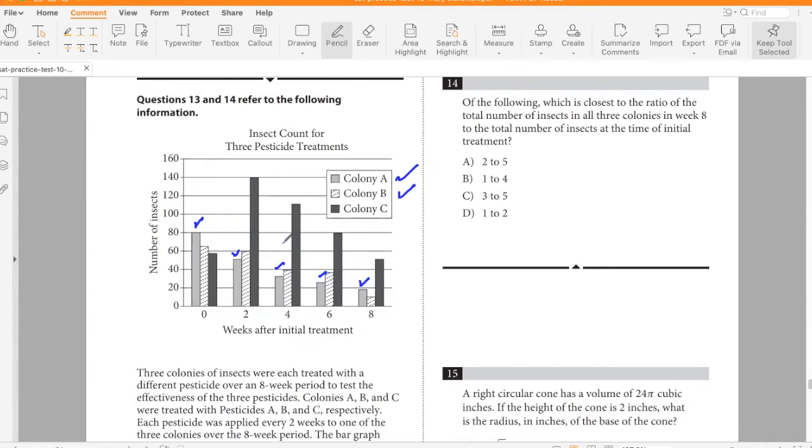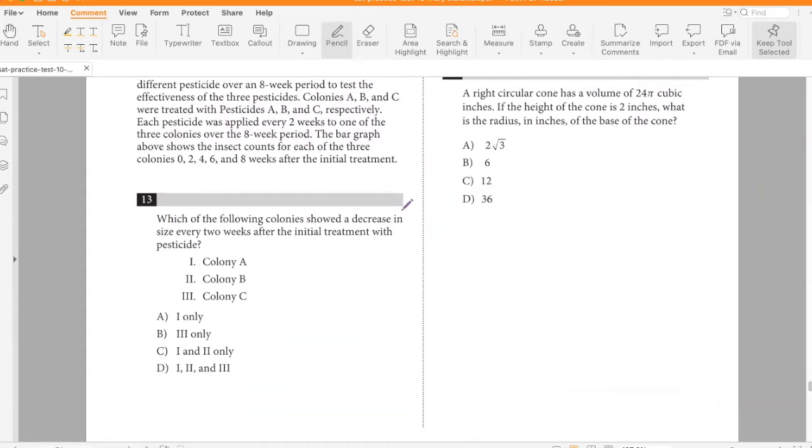So that is true. Colony C showed an increase after 2 weeks and then a decrease. So it's not colony C. So it will be colony A and B, 1 and 2 only.